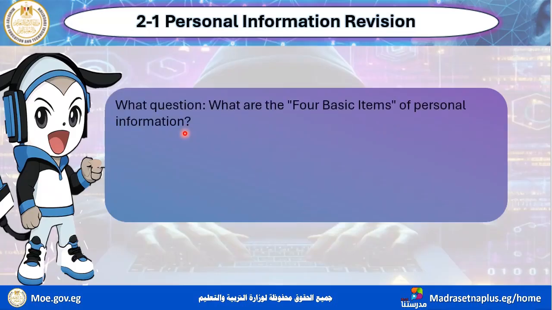Okay, a WH question. What are the 4 basic items of personal information? Well, we know that personal information has 4 basic items. So, what are they? Your name, the place you live in, the address, date of birth, and your gender, whether you are male or female.